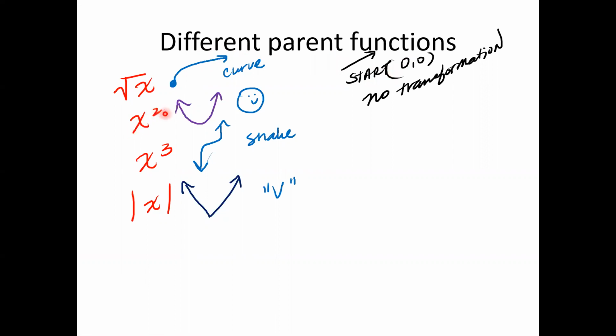For an x squared, it's a parabola, so it's like a smiley face. And of course, if it's a negative x squared, it's like a downward sad face. X cubed, the parent function, is just kind of like a snake. It's like this little wiggly shape with arrows at the end. And then absolute value is a V shape. So these are the 4 different shapes.